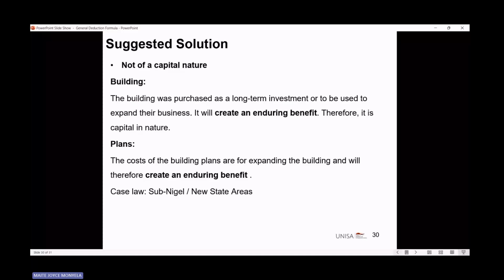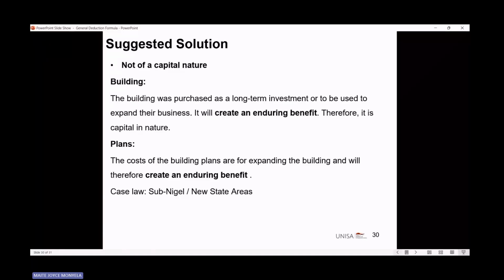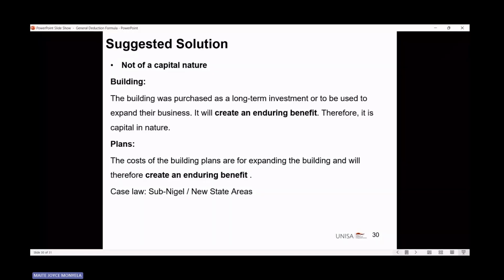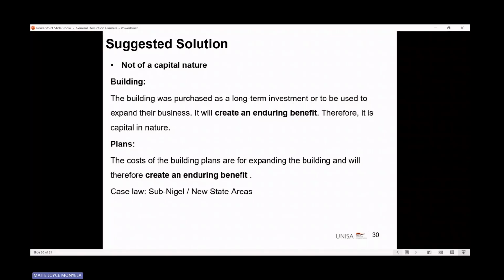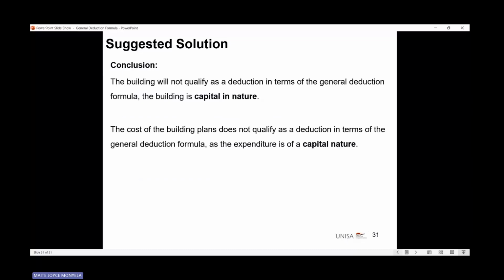Let's go to the plans. Remember, we are testing if those two were of capital nature, the 158 and the 800,000, the purchase of the building and the payment to the architect, which are claimed as deductible expenses. The cost of the building plan for expanding the business will create an enduring benefit, so it is also of capital nature. Go through this case law and you'll see. So we have the conclusion.